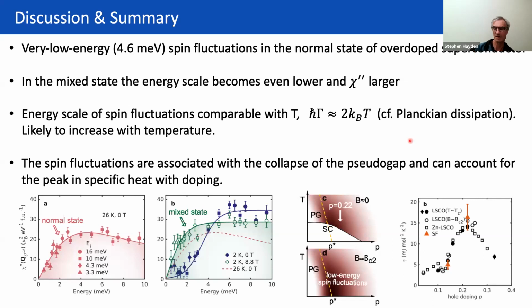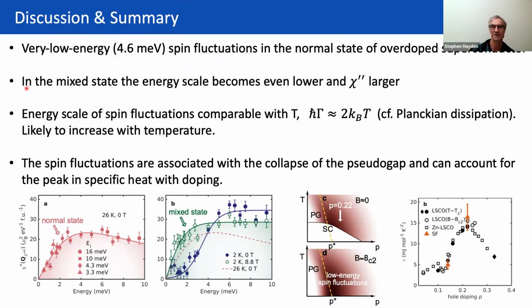So in summary, we've observed very low energy spin fluctuations in the normal state of an overdoped superconductor, very low being 4.6 millivolts. Of course, that's not as low as heavy fermions and so on. But if I jump to this one here, this energy scale is comparable with temperature, so it works out as about 2 kBT. Obviously, it's going to increase as we warm up.